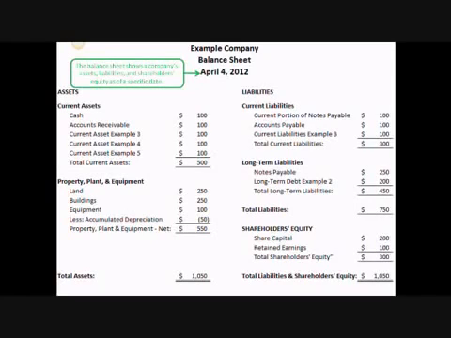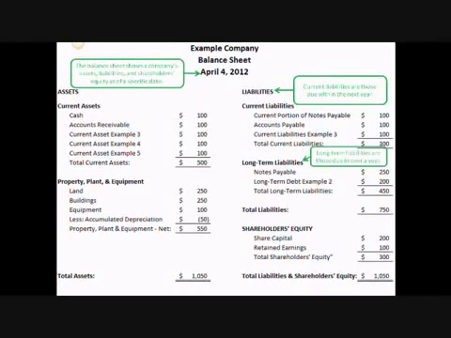Liabilities are also split into current liabilities and long-term liabilities. Current liabilities are those due within the next year, while long-term liabilities are those due in over a year. So, for example, if you have a mortgage, the portion of the mortgage that's due within the next 12 months would be counted under current liabilities, and the rest of that mortgage would be counted under long-term liabilities.